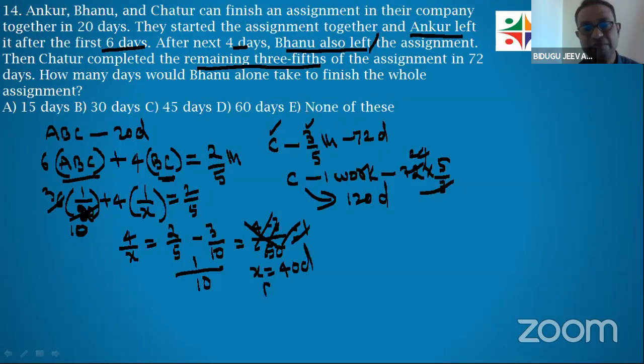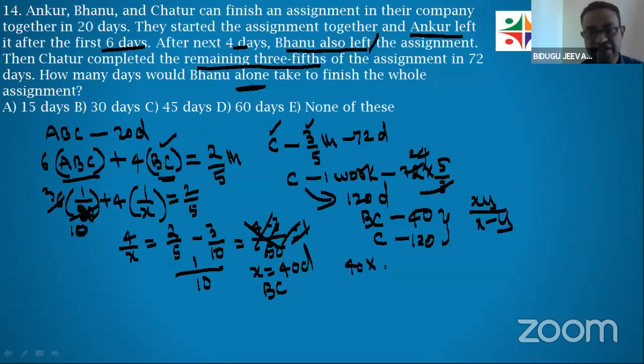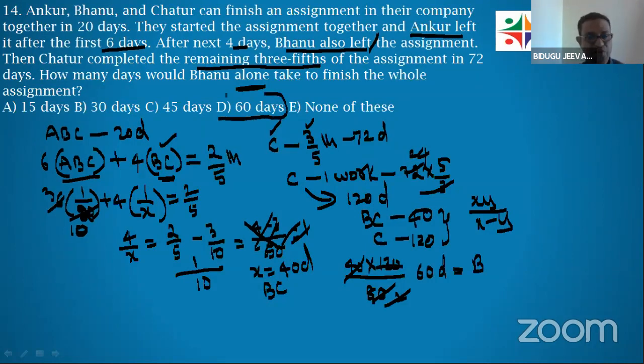What is X first of all? I said BC is nothing but X. See how to calculate B alone. We know capacity of BC is 40 and capacity of C is 120. If you subtract, using XY by X minus Y, so 40 into 120 divided by 80, that is the difference of these. So 60 days is the capacity of B. Bhanu can do the work in 60 days.